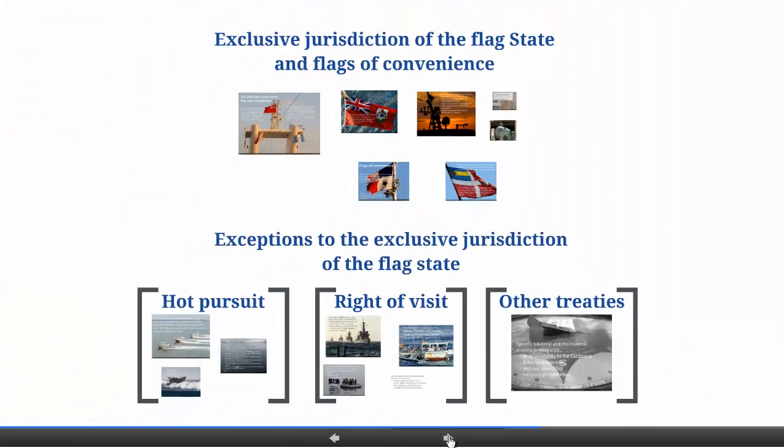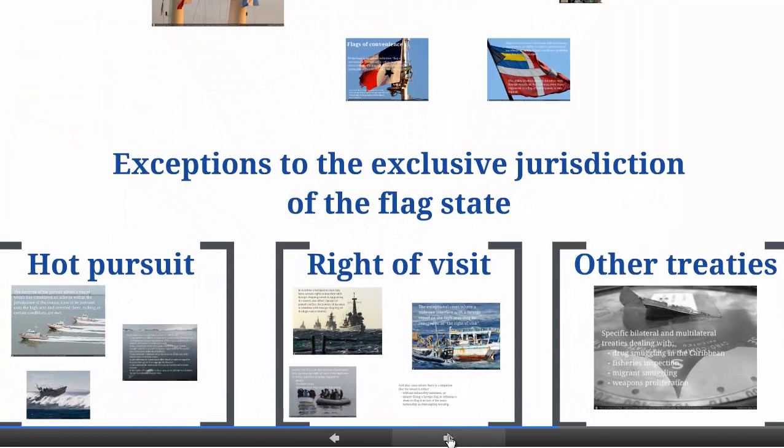So let's come to the exceptions to the exclusive jurisdiction of the flag state. We essentially have three categories here: hot pursuit, the right of visit under general international law, and other treaty arrangements. Let's deal with those in turn.